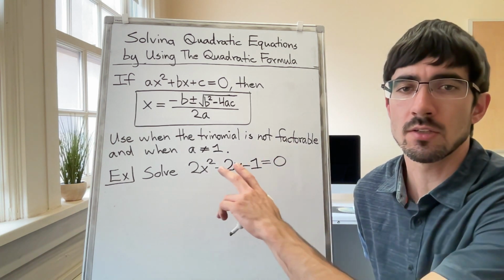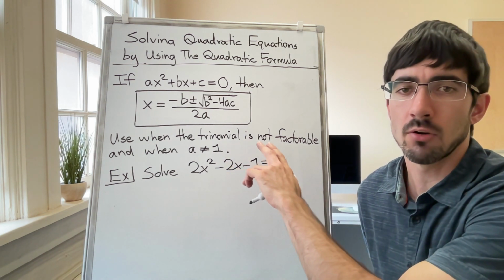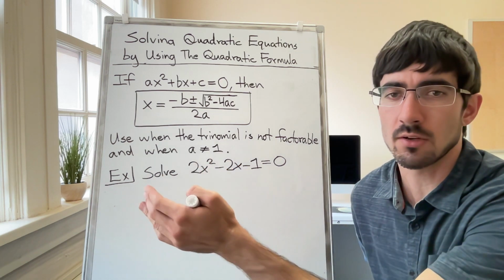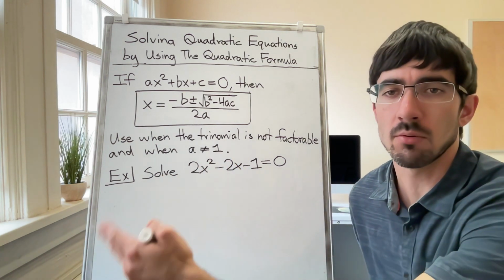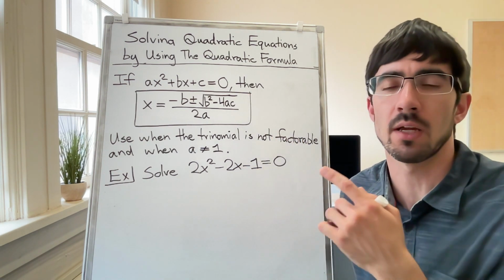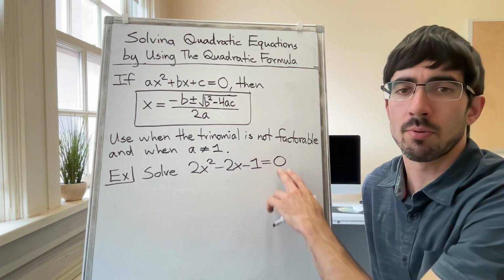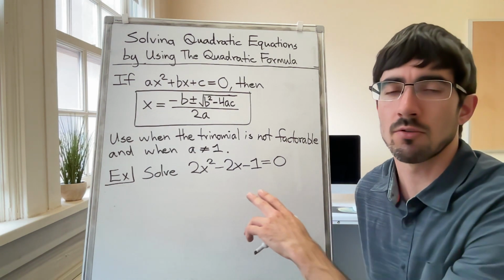So I tend to use the quadratic formula when the trinomial ax squared plus bx plus c is not factorable, so we can't solve it by factoring, and when the leading coefficient is not equal to 1. If the leading coefficient is equal to 1, I typically will solve by completing the square. So here's an example of a prime candidate of a quadratic equation that we would solve with the quadratic formula.